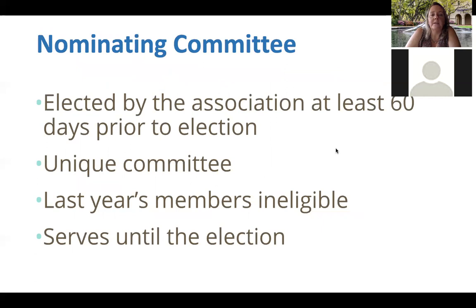Nominating committee is elected by the association at least 60 days prior to election. Most of our election meetings, the vast majority of California PTAs, and it is in your bylaws, the date your election meeting is. Most of us have them in March. It used to be a lot of them were in April because we used to start later in September and then we would end in June. But most of us across California have moved to August start dates and ending in May. And so we need that nominating election meeting in March.